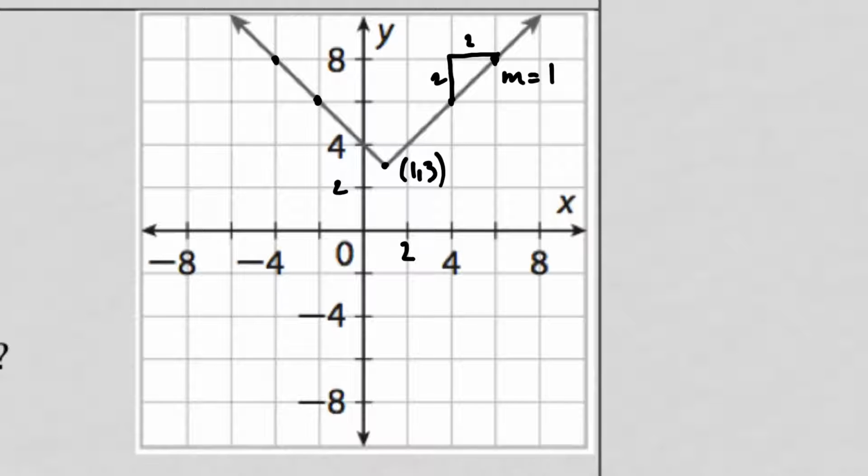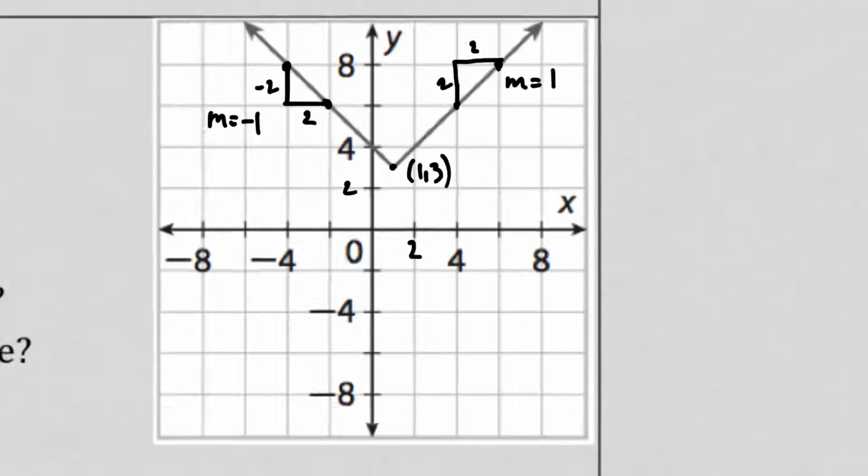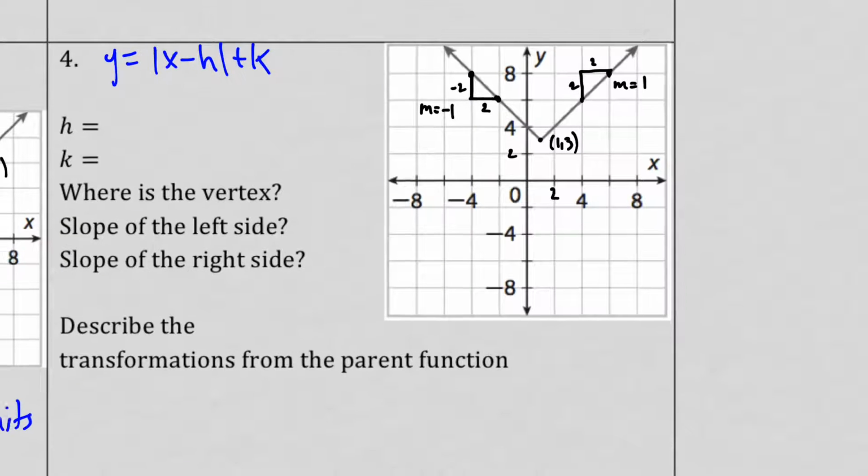The rise from here, from this one to this one, remember, always from the left to the right. From this point to that point, the rise is down 2, minus 2. And the run is 2. So the slope is negative 2 over 2, which is negative 1. There you go. Now we can answer pretty much all of the questions.